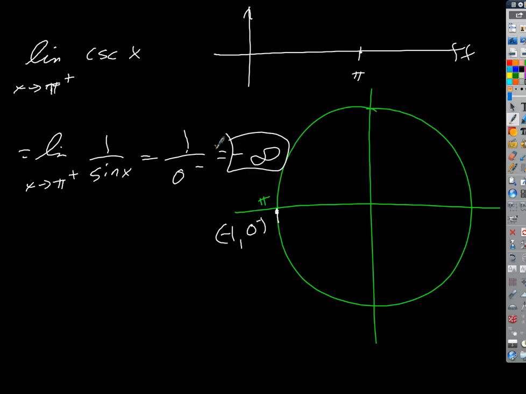Everybody see that? Okay. So think of it, instead of from the right or the left, think about it as approaching a value from greater or lesser values. Okay. And on the unit circle, that's particularly helpful.